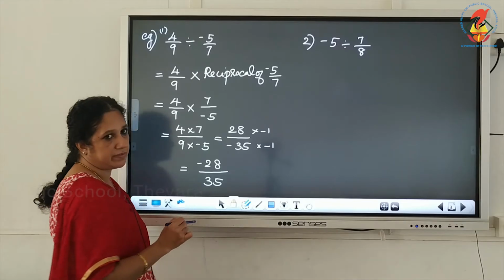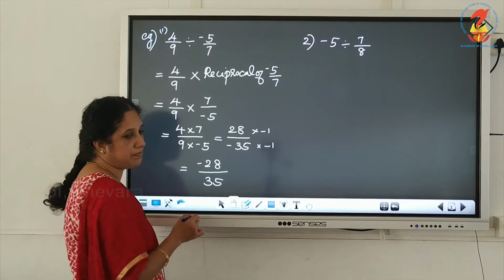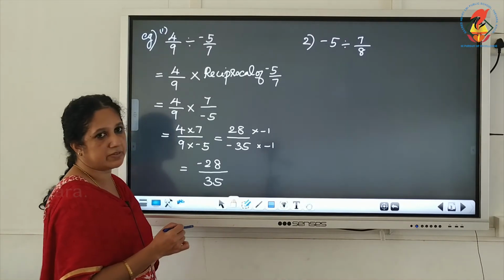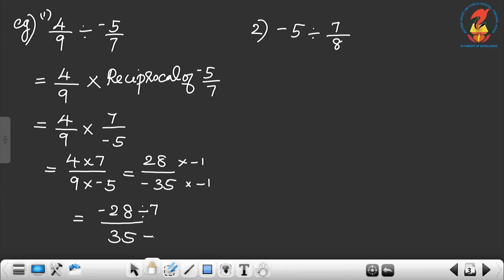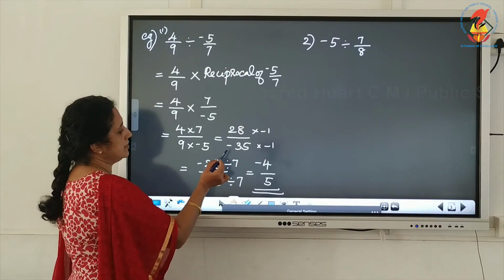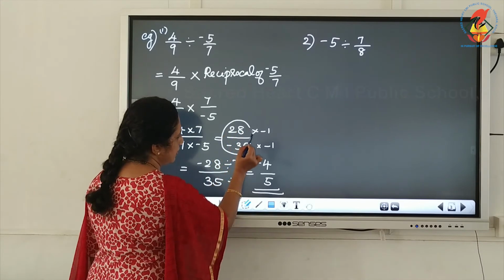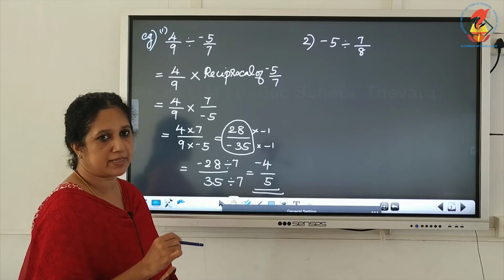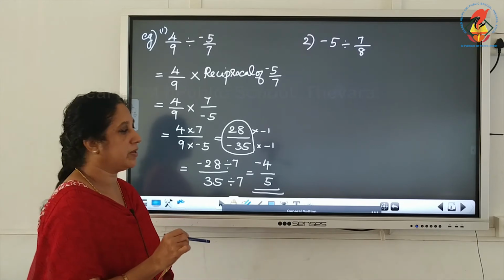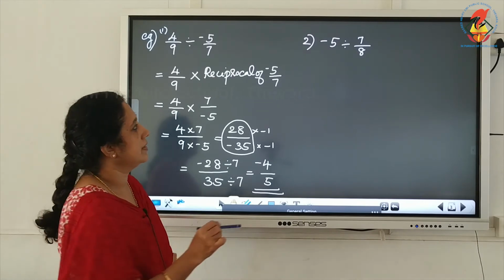Now, look at whether it is already in the reduced form. So, 28 and 35 have the common factor 7. So, we can divide both the numerator and denominator by 7. Therefore, negative 4 by 5. So, the answer is negative 4 by 5. After getting the answer, try to write it in the standard form. Standard form means the denominator is positive and it should always be in the reduced form.